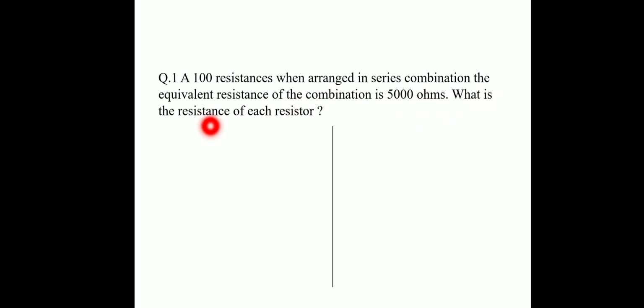What is the resistance of each resistor? So hundred resistances are connected. It is not mentioned in the question that resistances had a different value. That means every resistance had same value. So there are 100 resistances connected in series, and if we remove these 100 resistances, we have to use a resistor of 5000 ohms. Then we have to find out what value of resistance was connected in the circuit again.